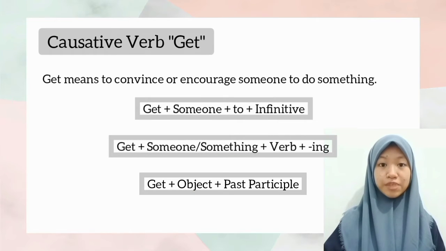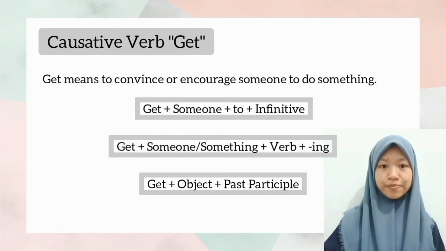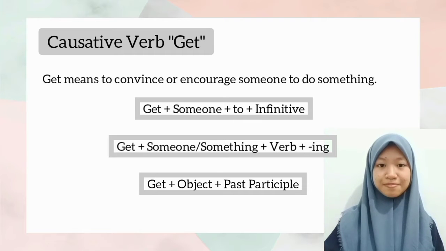I will bring material about the causative verb get. A causative verb is a verb that is used to indicate that the subject is not directly responsible for the action that occurs, but someone or something else is doing the action. This means that the subject does not take action, but there is someone who does the action caused by this subject.